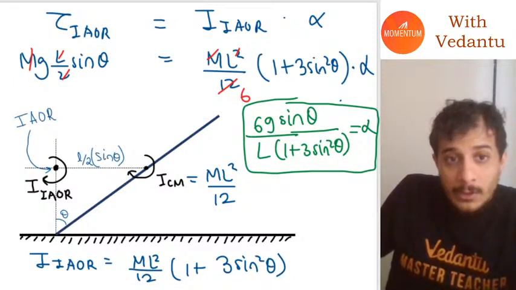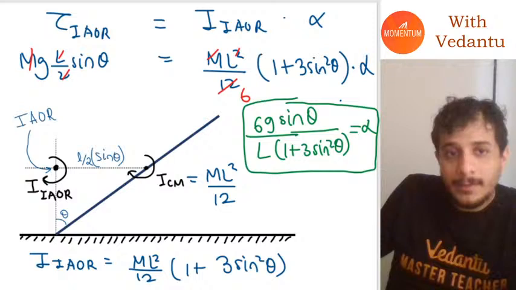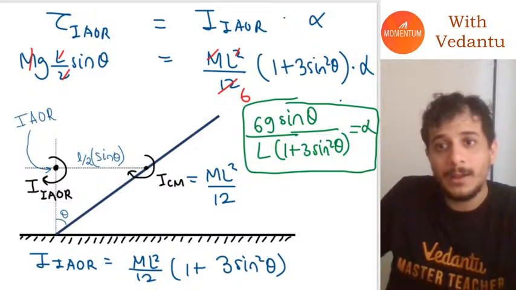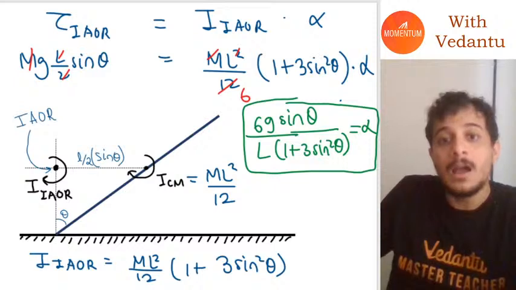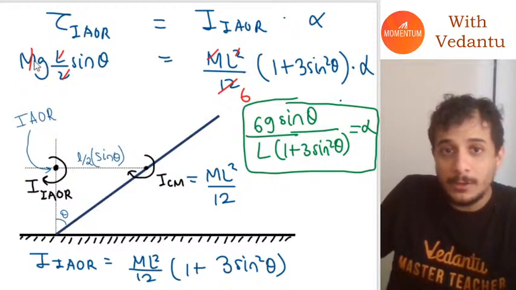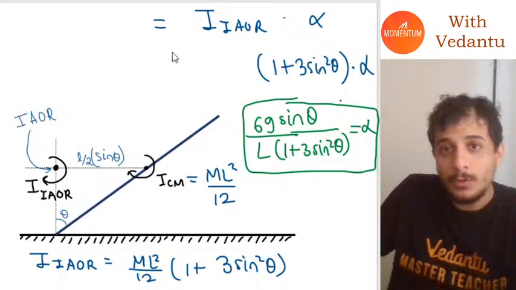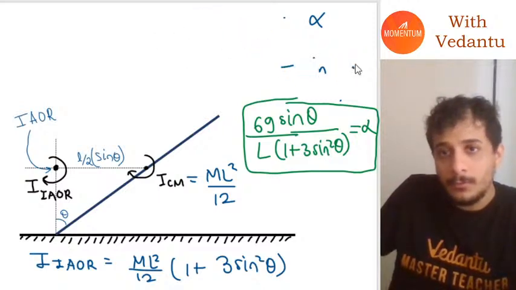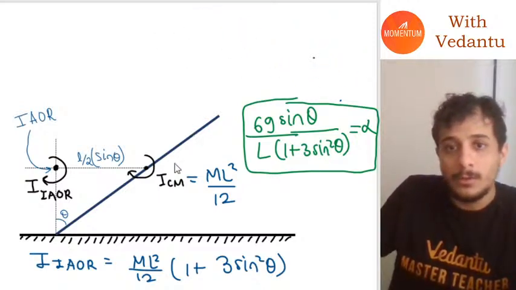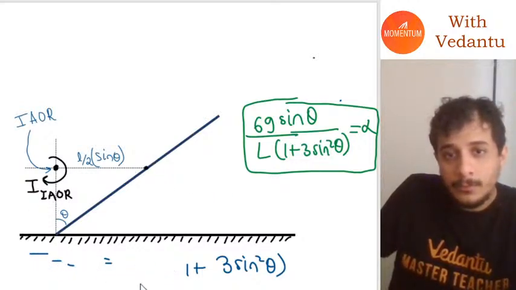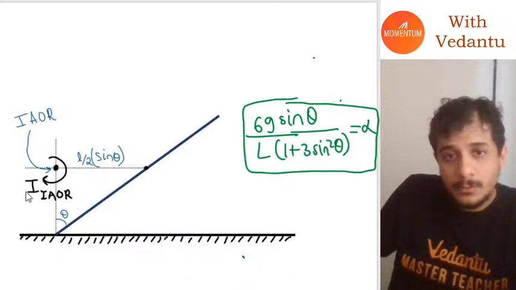Now that I know the value of alpha, I can calculate the acceleration of the center of mass. How will I calculate the acceleration of the center of mass? So let's remove all the unwanted stuff here. Yeah, so here, if you see, the body is actually rotating.